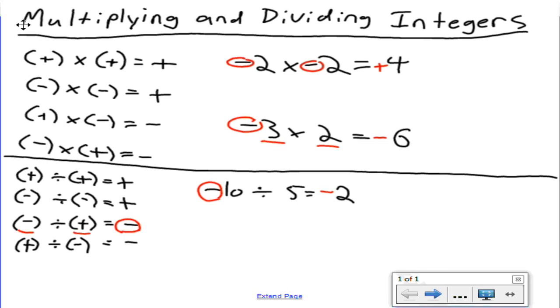And that's a quick review of multiplying and dividing integers.